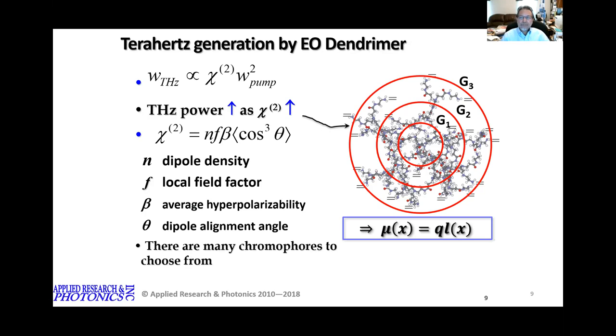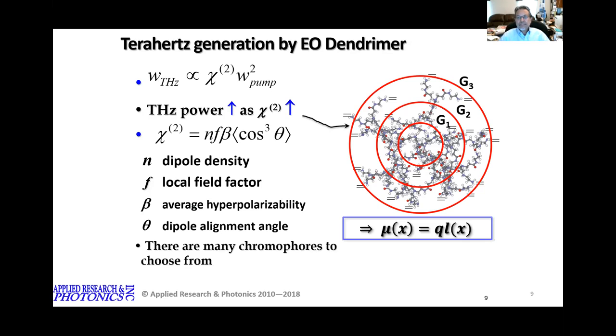So when we dope the dendrimer with a suitable chromophore, we can control the dipole density. We can increase it significantly. Therefore, we can get a higher conversion rate as well as high power terahertz output. The other thing is that we get a broad band, meaning not a single wavelength but a collection of wavelengths of terahertz, simply because the dipole moment is given by the charge times the separation between a positive and a negative charge.